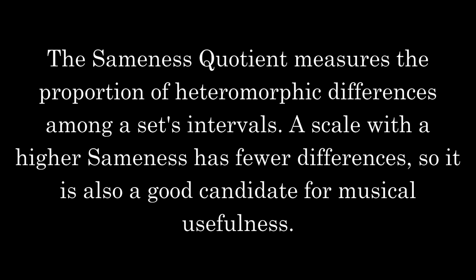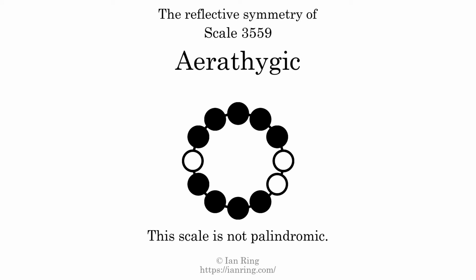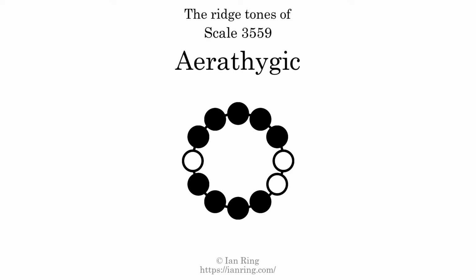The sameness quotient measures the proportion of heteromorphic differences among a set's intervals. A scale with a higher sameness has fewer differences, so it is also a good candidate for musical usefulness. The sameness quotient is 0.375. This scale has no reflective symmetry. This scale has a different pattern of intervals ascending and descending, so it is not palindromic. This scale has no ridge tones.